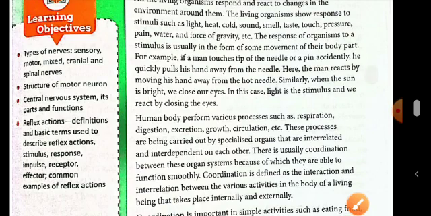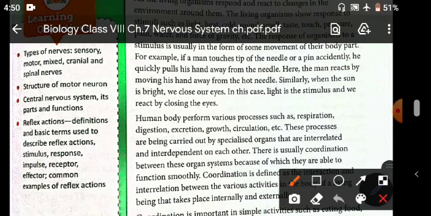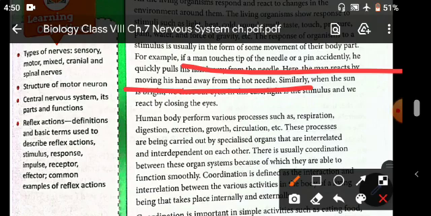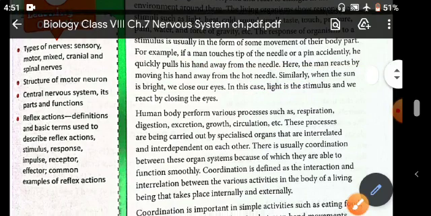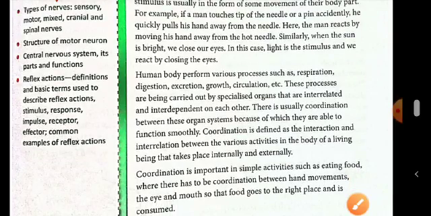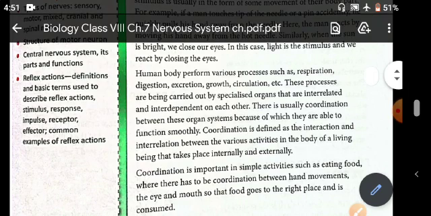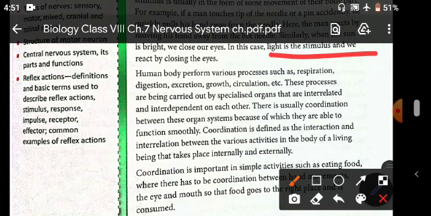For example, suppose a man touches a hot plate, what will happen? Suddenly he will remove his hand. Another example: a man accidentally touches the tip of a needle or pin and quickly pulls his hand away. Here the man reacts by moving his hand away from the hot needle. Similarly, when the sun is bright we close our eyes. In this case the light is the stimulus and we react by closing our eyes.